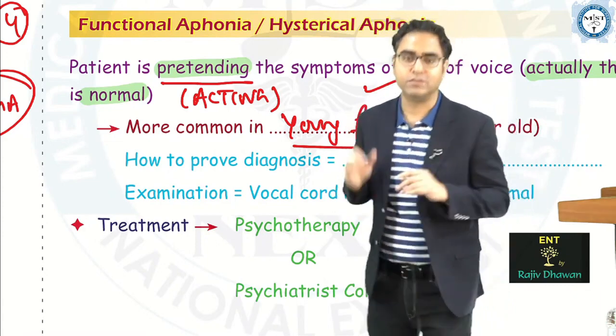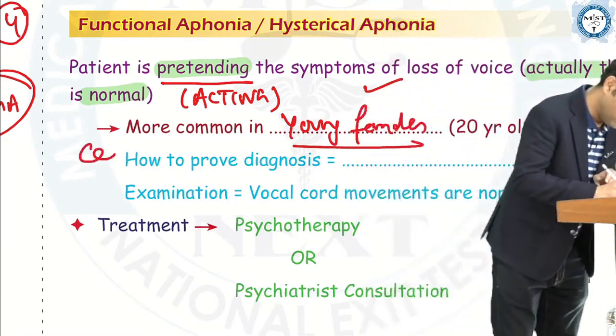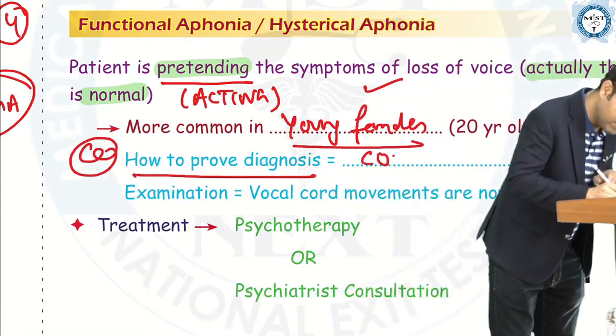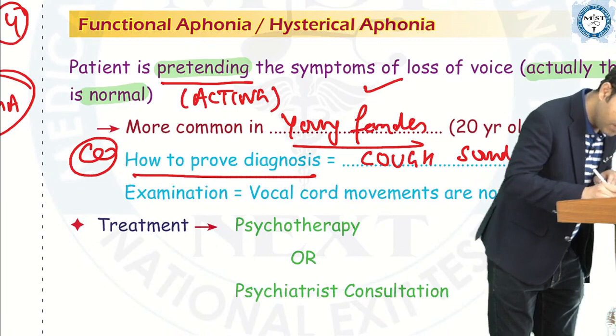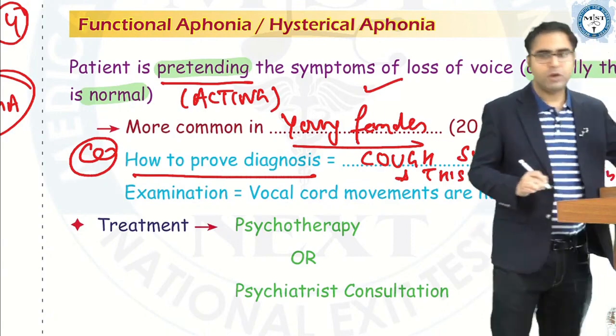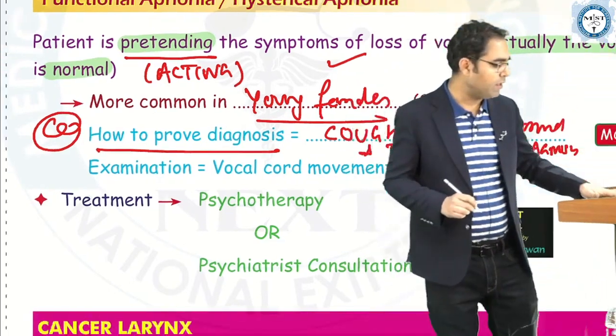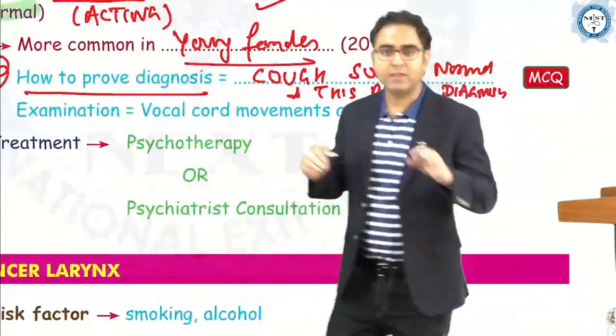How to prove the diagnosis, beta? This is a very important question. MCQ. How to prove diagnosis? Very simple. Cough sound is normal, and this proves the diagnosis, beta.